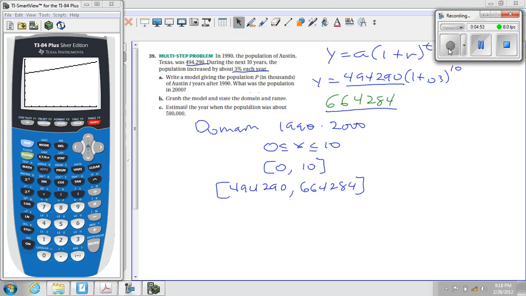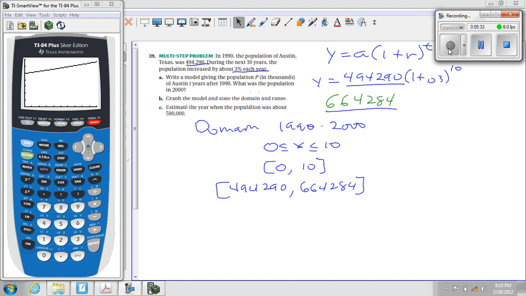Now, in the book, it does say that for domain, they say that the domain is t greater than or equal to 0, but they don't stop it at 10. And the same thing for the range. They just say that the range is greater than or equal to 494,290. But that could really go either way, because I think the problem is actually limiting us to the 10-year period. But I guess the key is the lower value, and making sure that everything else is greater than the lower value. But to cap it off would also be acceptable.